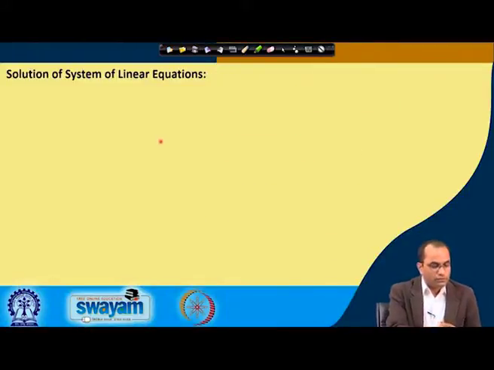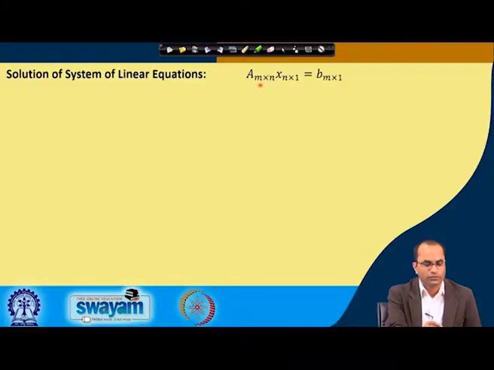So, let us go back to what we have done in the previous lecture with the help of a simple example. Now, we will consider a rather general example where we have matrix A which has m rows and n columns, and then we have x of order n by 1 and the right hand side vector of order m cross 1.